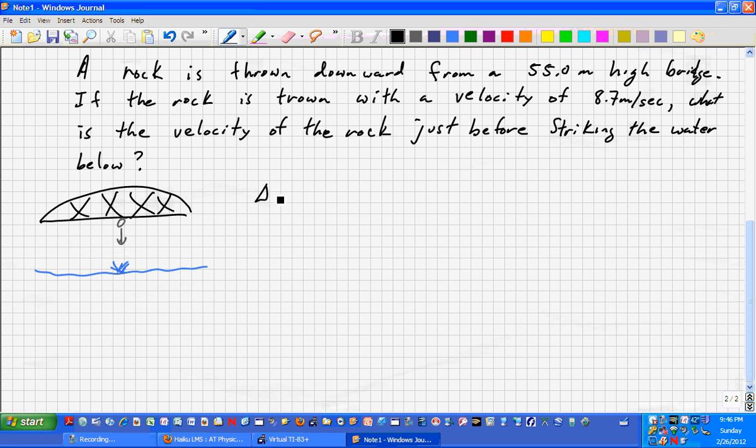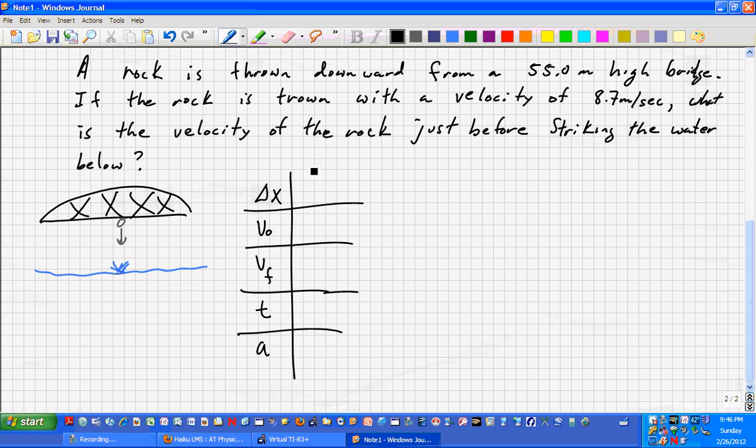Again, we've got our change of position, V initial, V final, time, and acceleration. We've got our 5 variables that we're going to be concerned with. And again, we are concerned with the vertical direction. There is no horizontal action going on. So let's go ahead and start filling in some stuff we know. We know the height of the bridge, which is 55 meters.